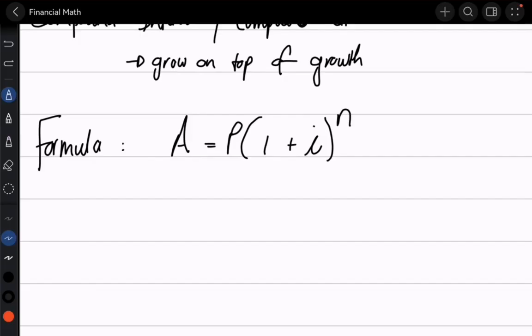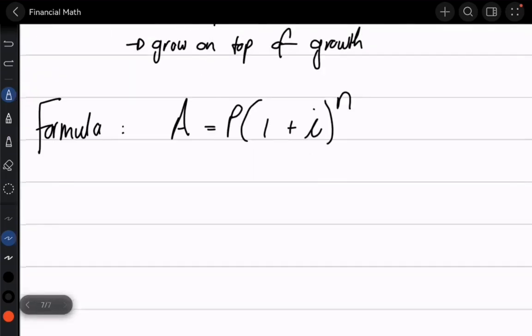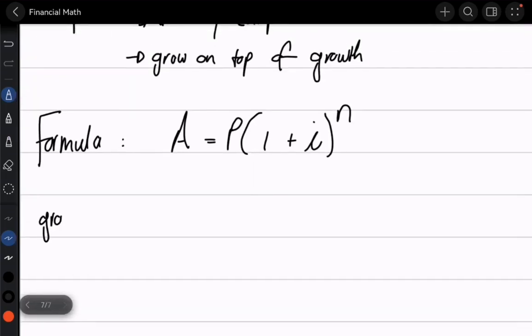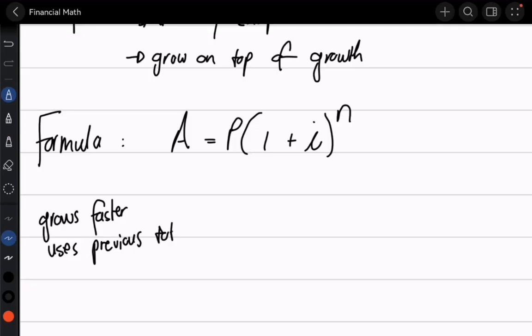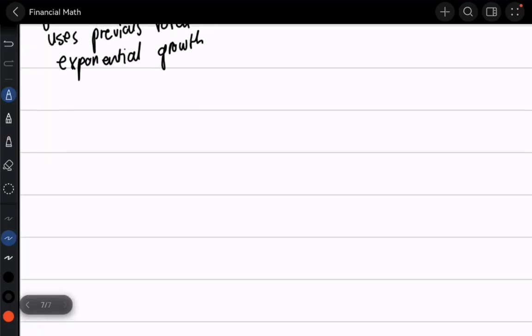So whenever we're looking at compound interest, it always grows faster than simple interest. It uses the previous total all the time, and it's just exponential growth. So that's just a few points when it comes to our compound interest. So let's look at an example.